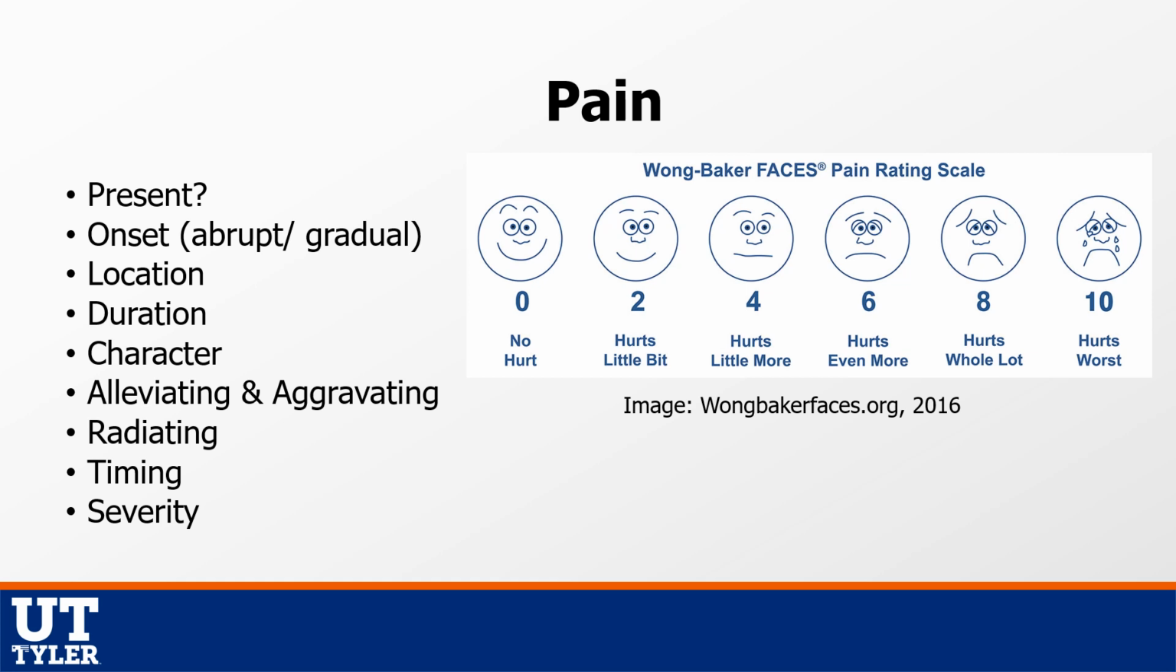And the character, is it stabbing? Is it dull? Is it tingling? Is it numbing? And all of these different characteristics can give you an idea of the origin. Muscles tend to be more aching, right? Nerve pain might be more tingling. Alleviating and aggravating. So what sort of things make it feel better and what makes it feel worse? Okay, so it hurts more when you turn to the left side. It hurts when you raise your arm, and it feels better when you ice it, for example.